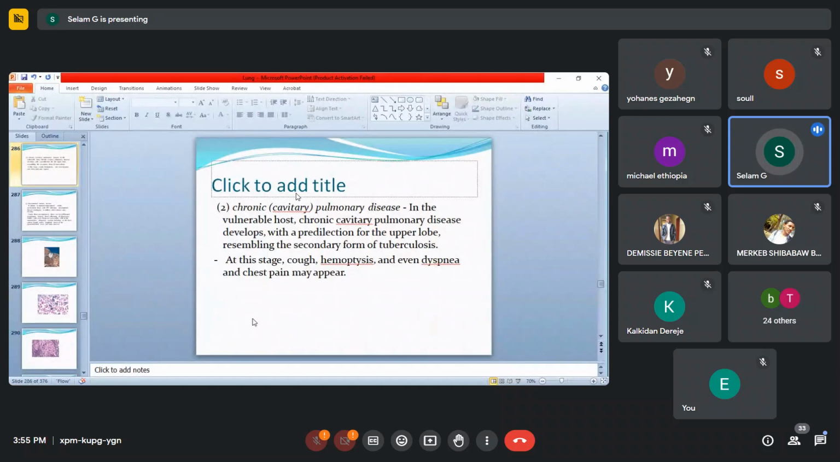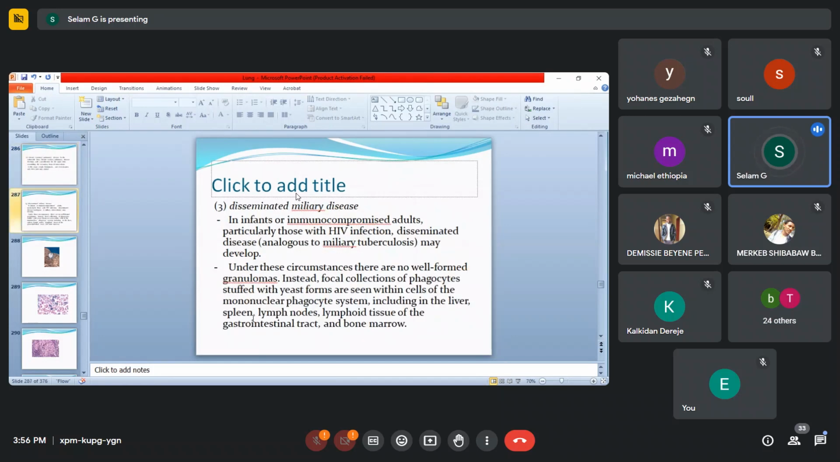Chronic cavitary pulmonary disease is another manifestation in this group. In the vulnerable host, especially, chronic cavitary pulmonary disease develops with a predilection for the upper lobe, resembling the secondary form of TB. At this stage, cough, hemoptysis, and even dyspnea and chest pain may appear. Disseminated miliary disease occurs in infants or immunocompromised adults, particularly those with HIV. Disseminated disease analogous to miliary TB may also occur in these fungal entities.